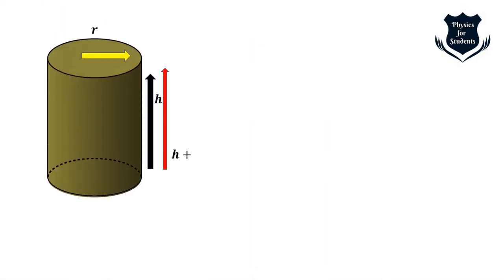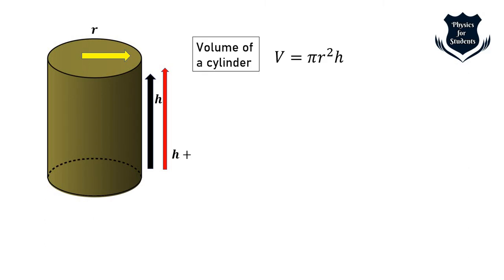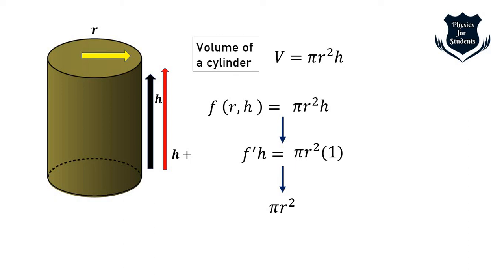Now for example, I take another case. The same cylinder, we keep the radius the same and h changes from the black bar to the red one, h plus. Again, this is not a very big change. It is a very minute change which cannot be observed by eye. So we take the same volume of a cylinder equals pi r squared h, with the same two variables. We use f prime of h, that means we are partially differentiating with respect to the height as it changes, and it leads to pi r squared.